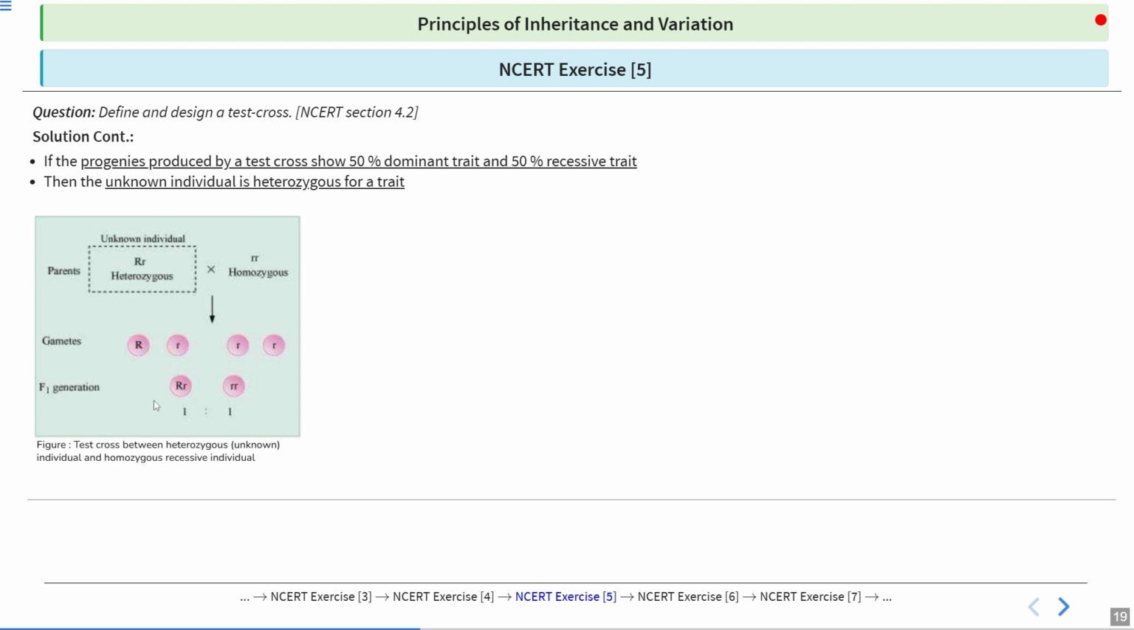Then in the F1 generation, in the progeny, you will get a 1:1 ratio of capital R small r and small r small r. So if you are getting both the traits in 1:1 ratio, 50% dominant phenotype and 50% recessive phenotype, then you will say that the organism having the dominant phenotype is heterozygous for that character. Okay, so remember, this is a very important test cross. You should know the purpose of the test cross and you should know both of these cases.